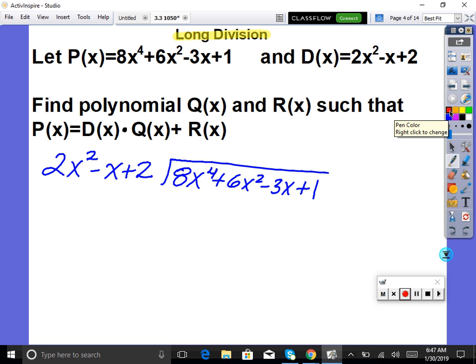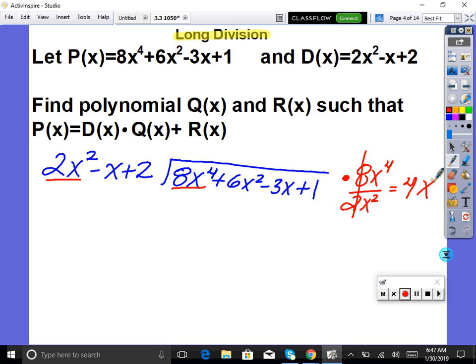Okay, so we have this all set up. We're going to do our bulletin point. Remember, we divide the leading terms. Isn't that 8x to the 4th and 2x squared? So 8x to the 4th divided by 2x squared is 4x squared. So that's part of our answer. I like to line it up, so notice my x squareds are right here. Now don't we distribute it down to each thing we were dividing by? 4x squared times that is 8x to the 4th.